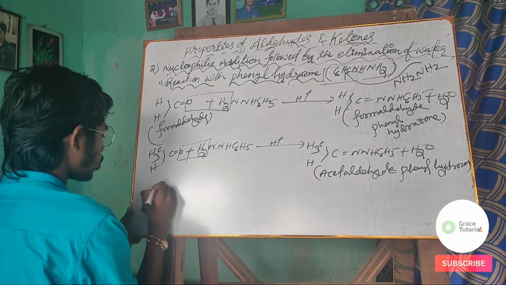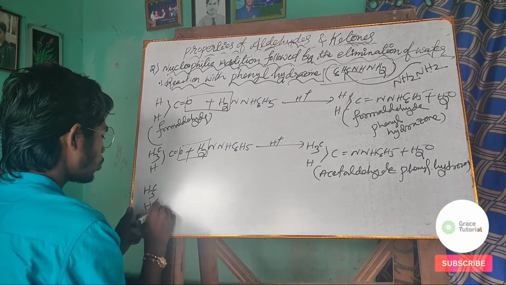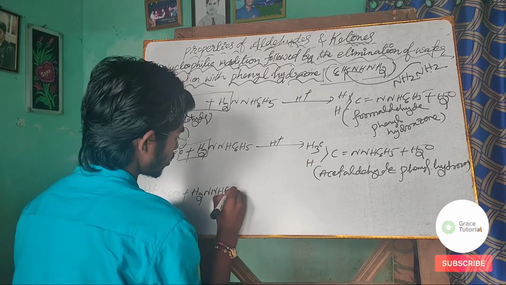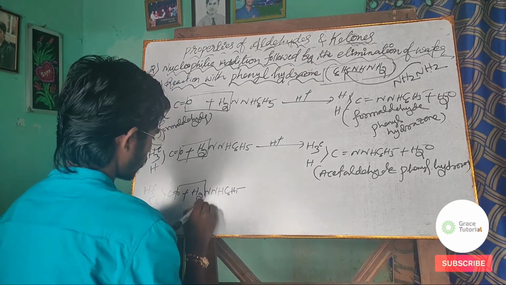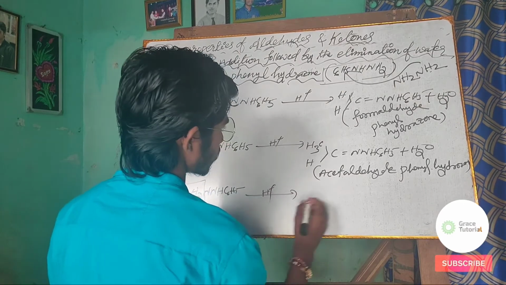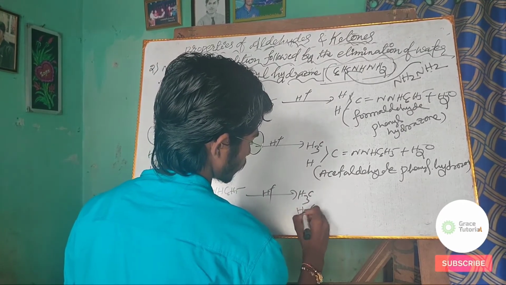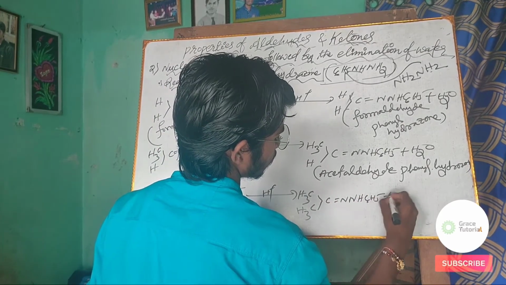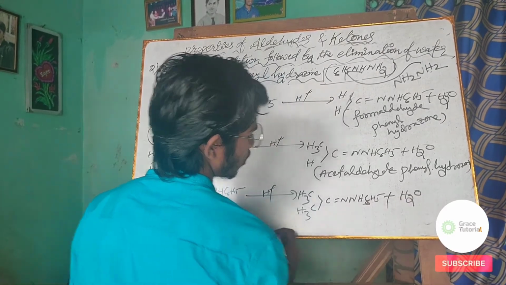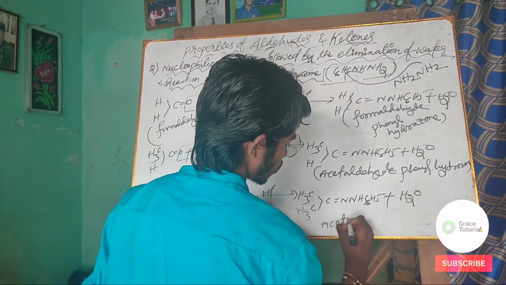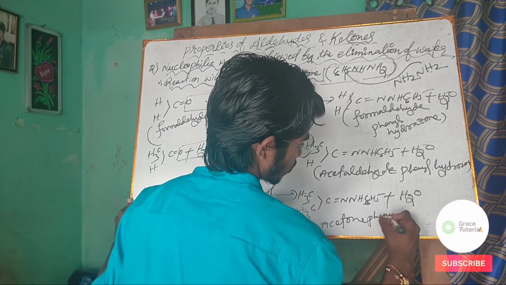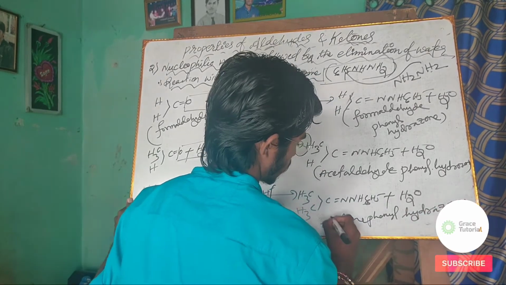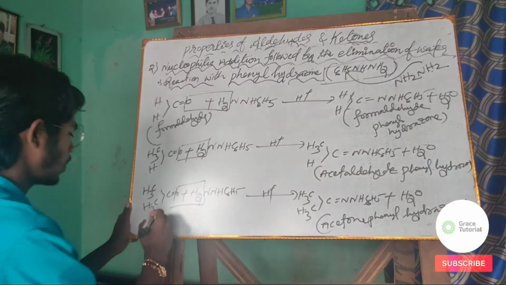Well, if you take acetone, you can already guess what happens. React it with H2N NH C6H5. In the presence of H plus, it gives acetone phenylhydrazone. This is acetone phenylhydrazone, and this is acetone.